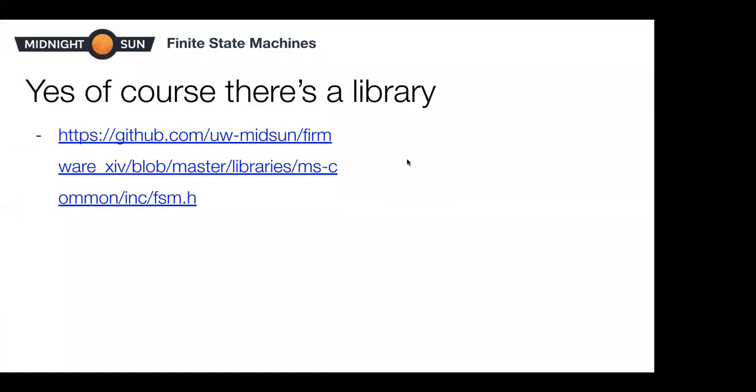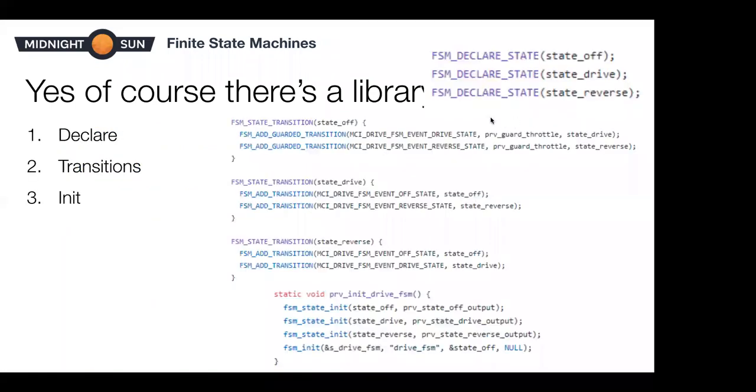Great. So, the few macros that are involved here, the library has a bunch of macro magic in it, so it doesn't look very much like typical C code. But anyways, you declare your states with this FSM declare state macro. So this declares three states: state off, state drive, state reverse. This is from the MCI drive FSM. The MCI is the motor controller interface, and keeps track of what state the motors are in.